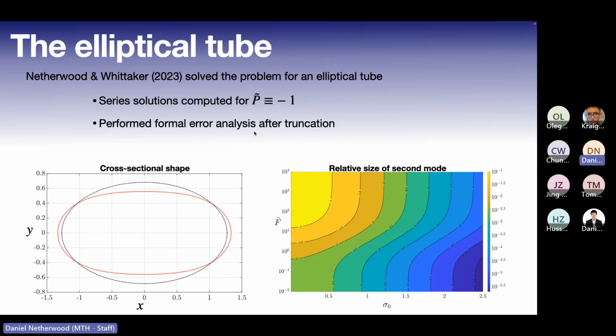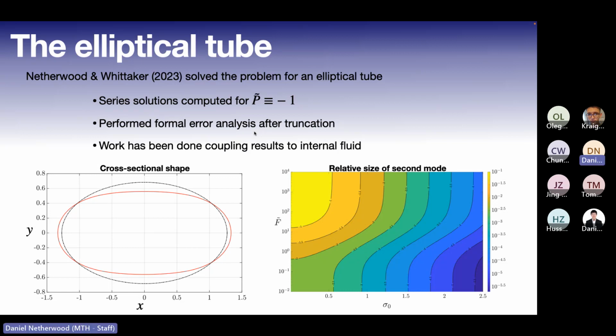You can do things like present fancy contour plots, which tell you what the error is after truncating at either the first or second or third mode as a function of the ellipticity, which is the x-axis here, or the pre-stress, which is the f tilde here. So you can do all these sorts of applications, and if you are interested in that, I encourage you to read our paper.